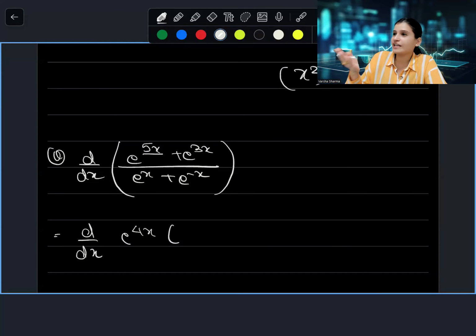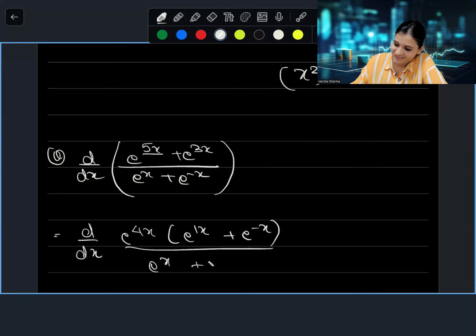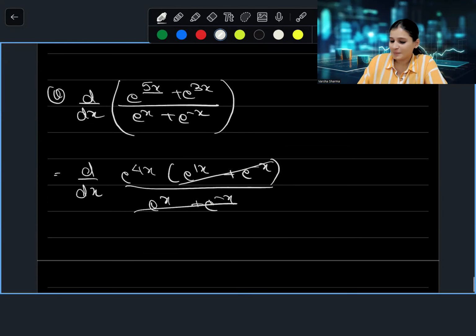So from 5x you have taken 4x outside, 1x remains. But from 3x you have taken 4x outside. That means you have taken an extra number. So -x remains. These two get cancelled. So now you have to differentiate e to the power 4x. It's a very famous sum.